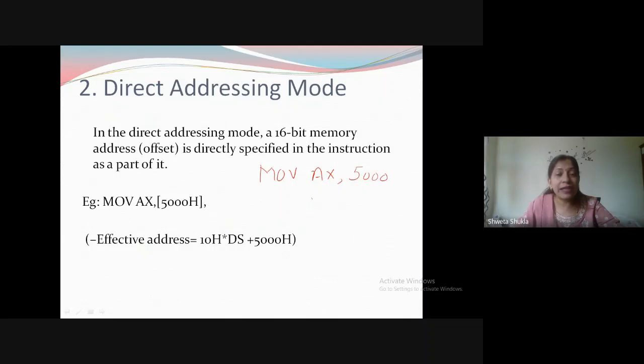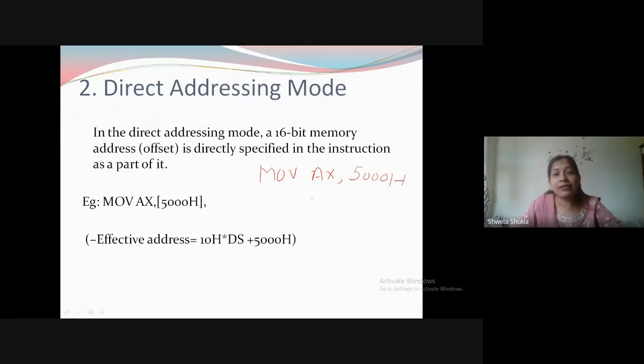In the case of 8086, your data will be 16-bit, whereas you also have to give the address here, because you are writing an offset address first. That offset address will also be given in 16 bits, which in hexadecimal can be converted into 4 digits. So if you are writing MOV AX, 5000H, what does it mean?